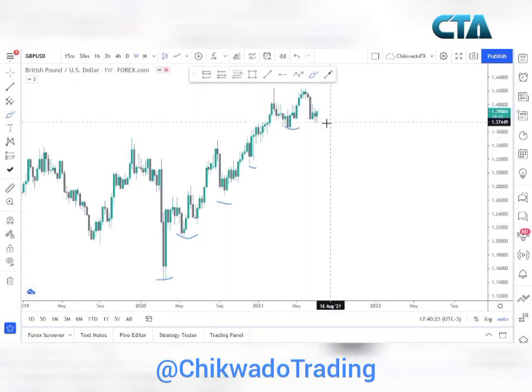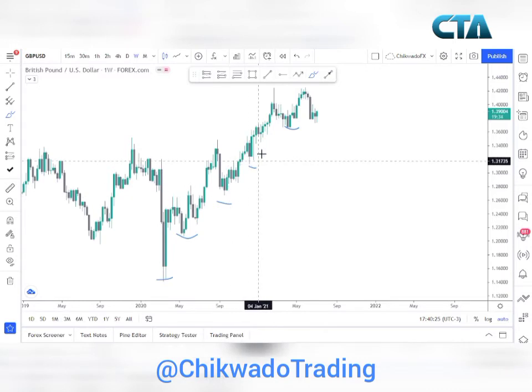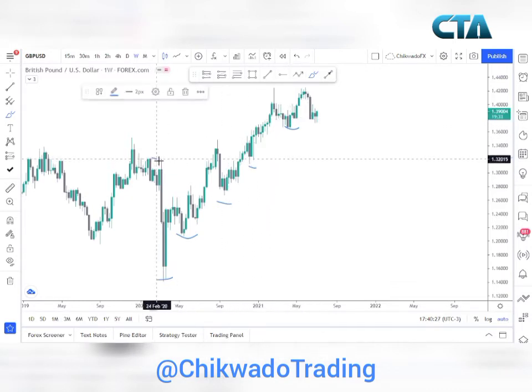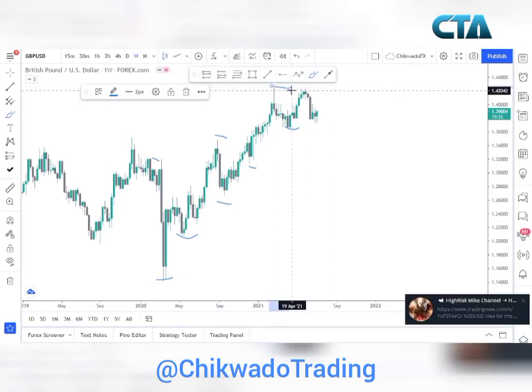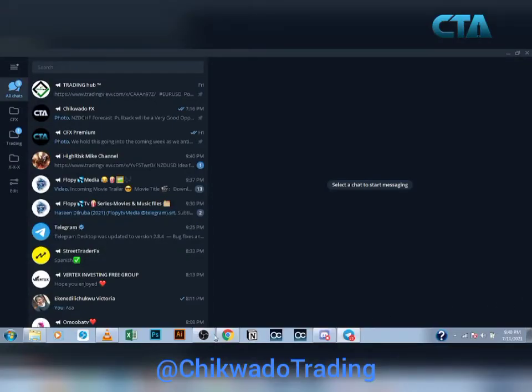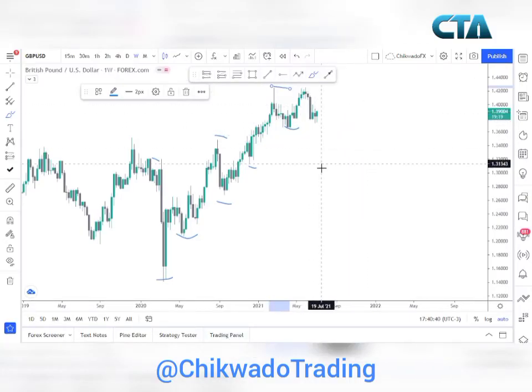So the market has constantly protected the liquidity on the downside while taking out the liquidity above, just like we had during the example that we were given. This liquidity here has also been taken out. If you look closely at that, we'll see that we've wicked out and taken out the liquidity at that level.